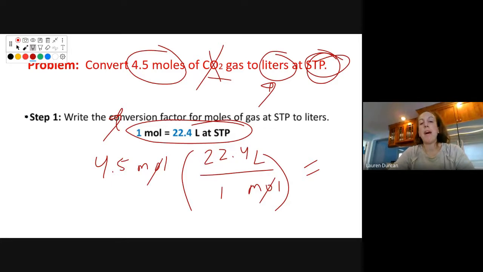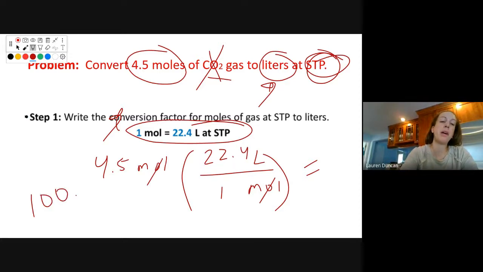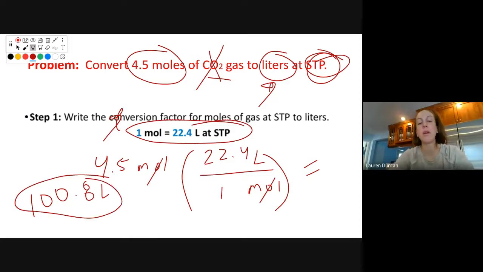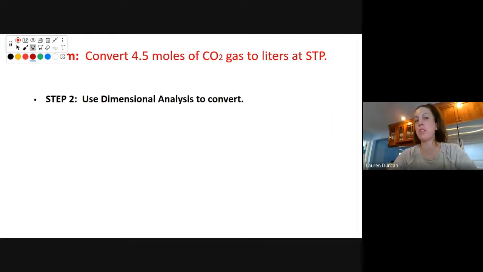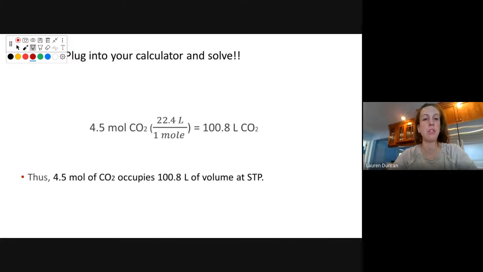Basically 4.5 times 22.4 over 1 in your calculator, or just straight up multiplying 4.5 times 22.4. The equivalent volume of that 4.5 moles of gas is 100.8 liters. All right, so it's really not different than what we did last week in terms of how one would calculate it. It's just a different conversion factor we're using to do that calculation.